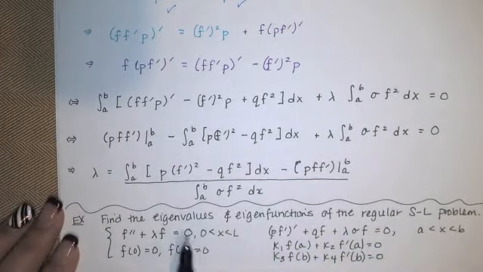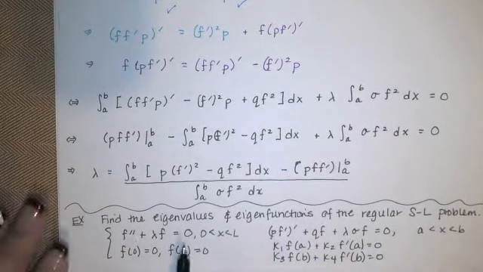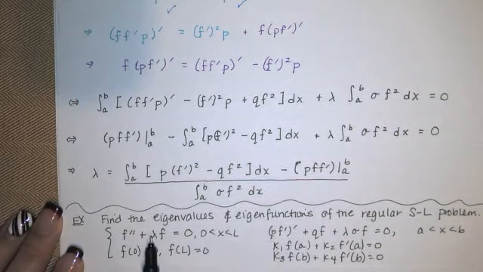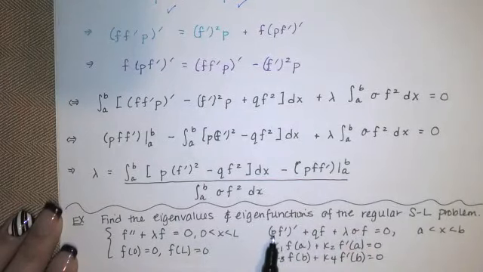This is a regular Sturm-Liouville problem. We have a second derivative of f right here, so that means our p is just 1. There is no function times f over here that's not associated with that lambda, so q is 0, and the lambda sigma f term is just lambda f. So that means sigma must be 1. So this is 1, this is 0, this is 1.